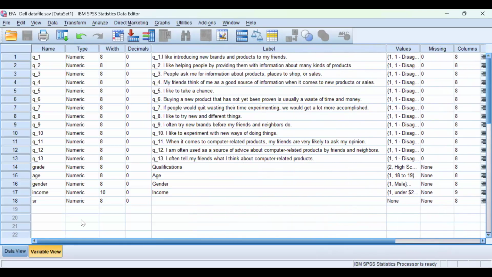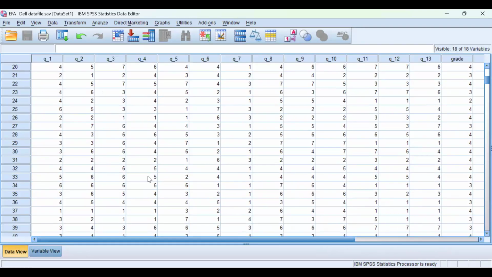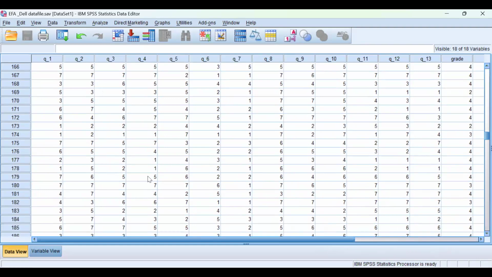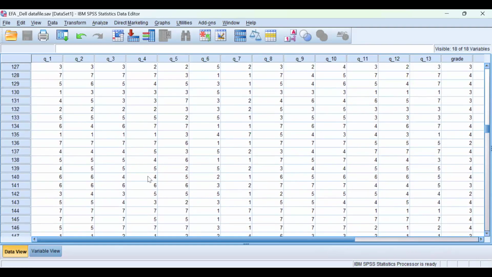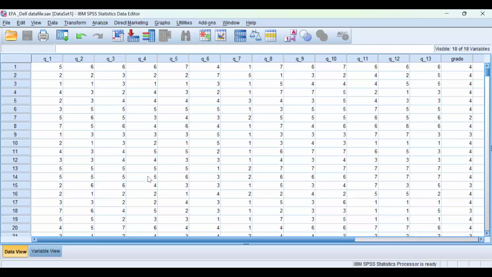So this is a small data set on some IT products, right? These are the few statements. There are 13 statements, and we have just taken age, gender, income and qualifications. This is a data set of approximately 372 respondents, right? So what do we first do?